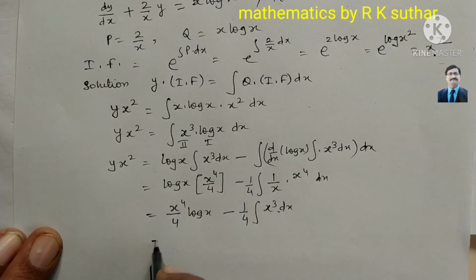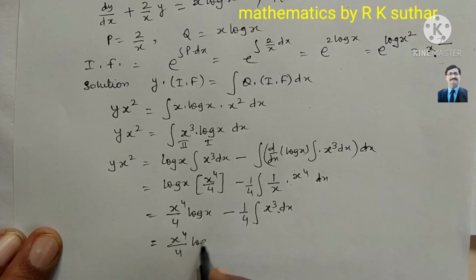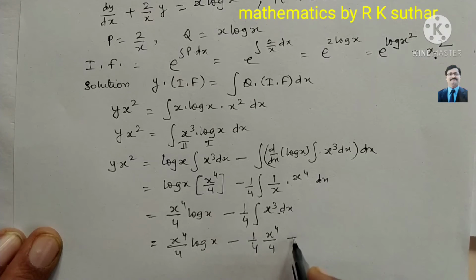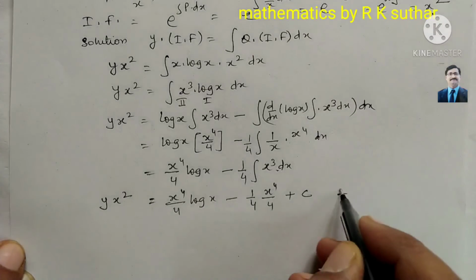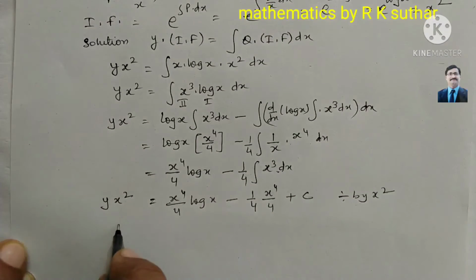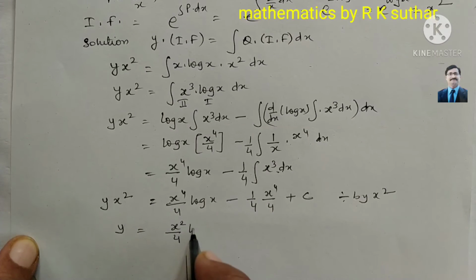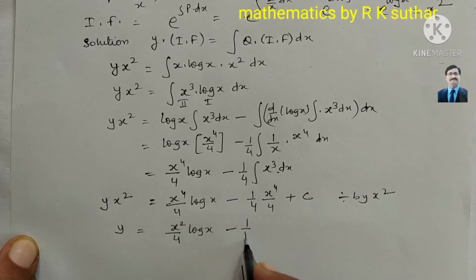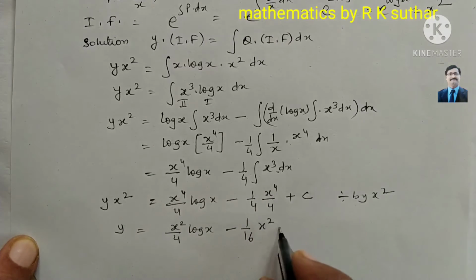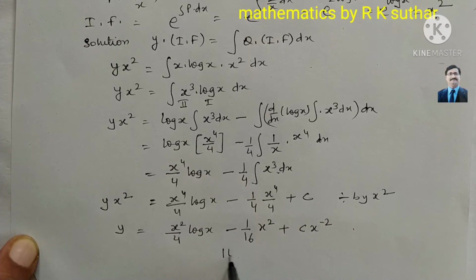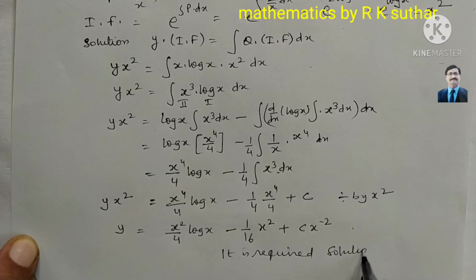So we will do this: x power 4 by 4 log x minus 1 upon 4 times x power 4 upon 4, plus c. This is y times x power 2. Divide by x square, so we get y equals x square by 4 log x minus 1 upon 16 x square plus c x power minus 2. This is the required solution. Do all of you understand this?